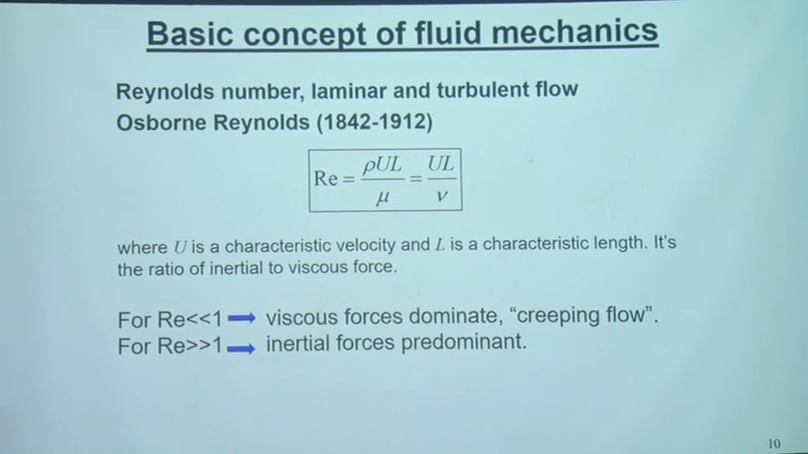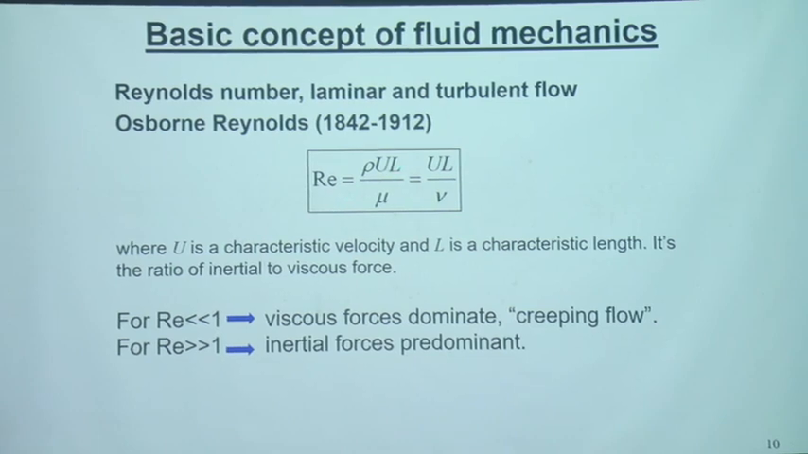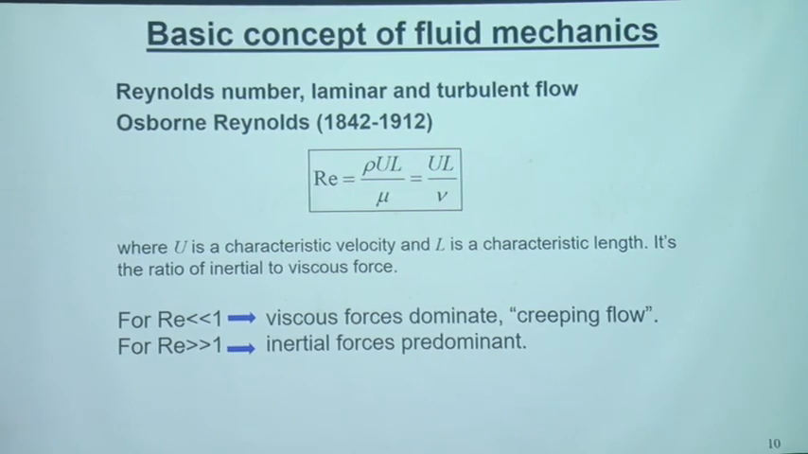Everyone knows about the Reynolds number, right? The Reynolds number is defined as the ratio of the inertial force to viscous force. So this is the basic definition. It requires the viscosity of the fluid, the density of the fluid, the average velocity, and also the length scale. So if we talk about flow in a cylindrical pipe, the characteristic length will be the diameter of the pipe. Right?